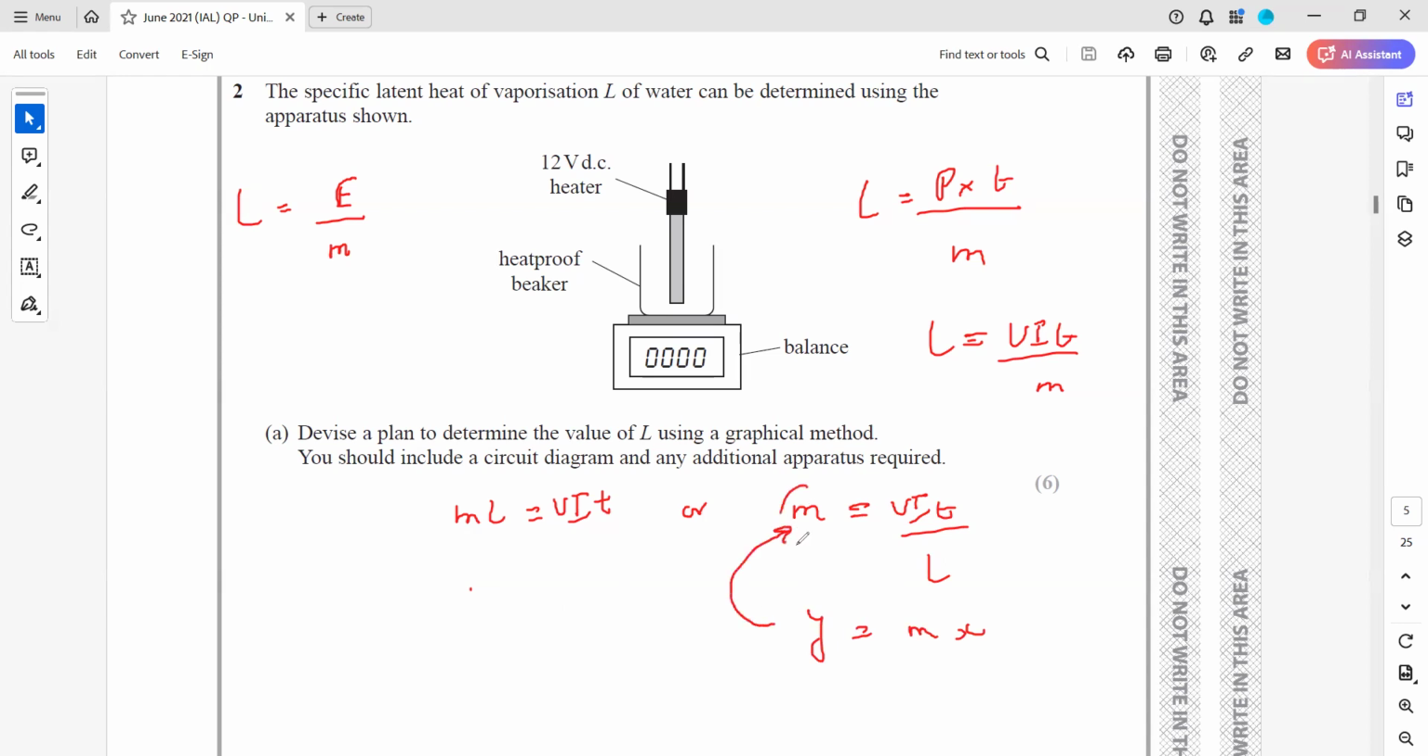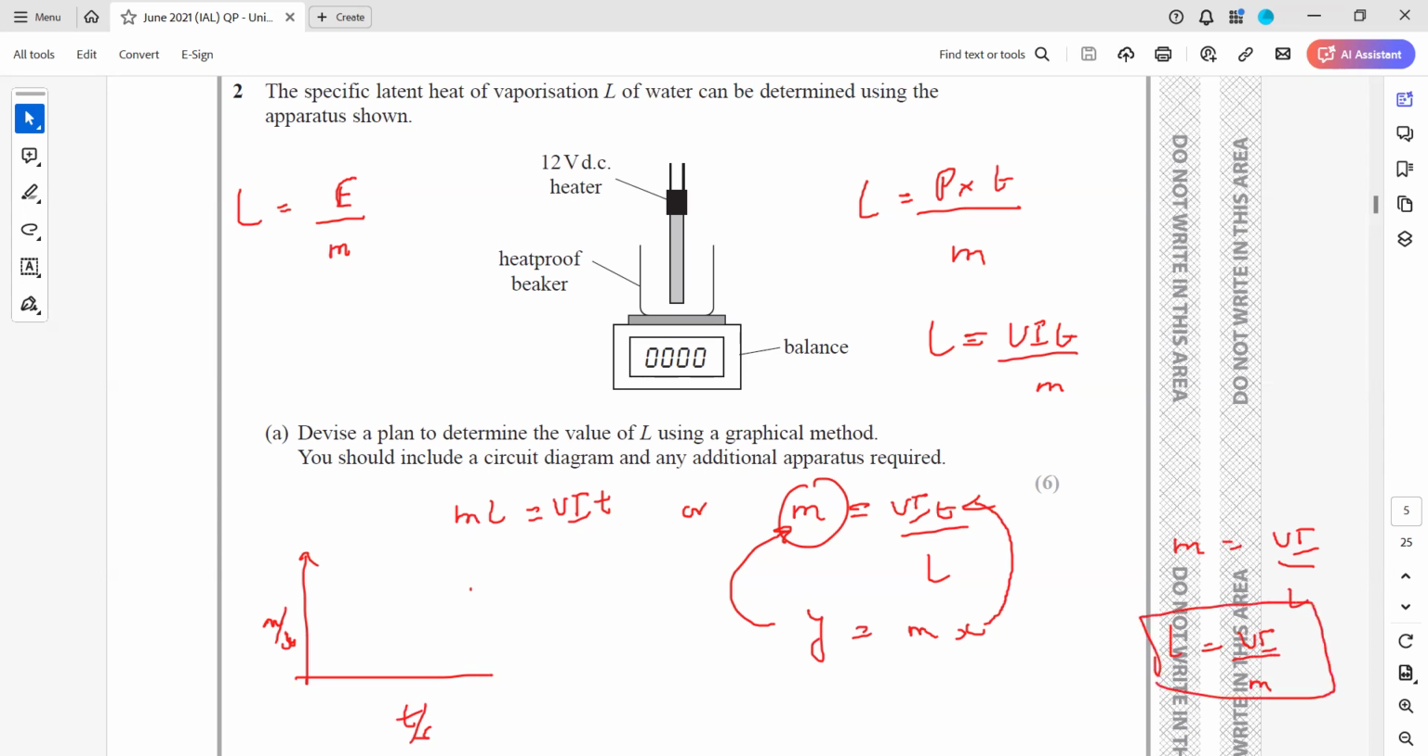On the y-axis, we plot the mass, in kg. On the x-axis, any of the quantities you can take: voltage, current, or time. Any of these quantities. For example, if I'm taking time on the x-axis, there will be no y-intercept. So what will the gradient be? The gradient will be equal to VI over L. And if I need the latent heat, the latent heat is VI divided by the gradient. That's how we work it out.